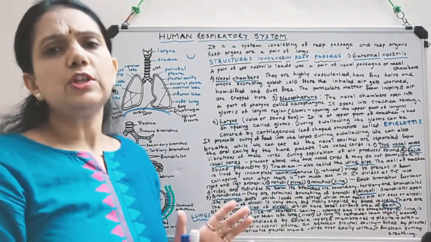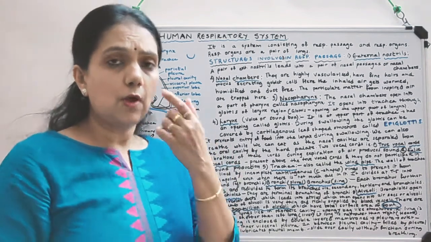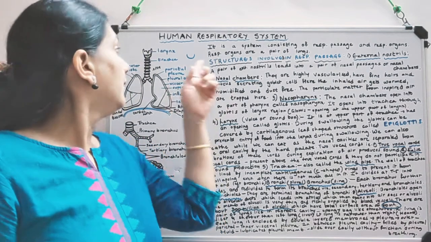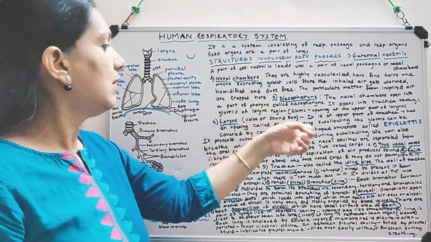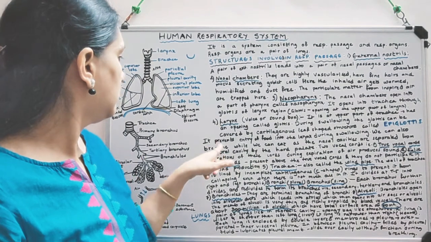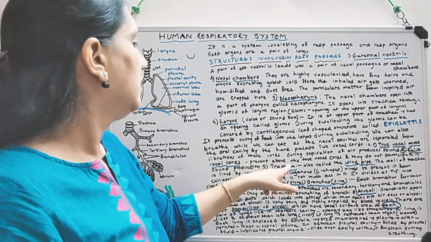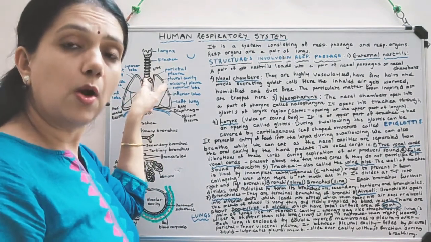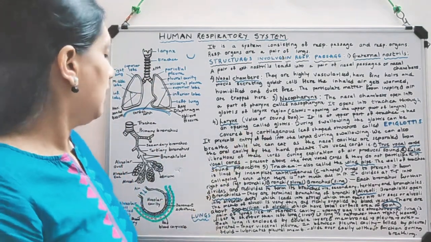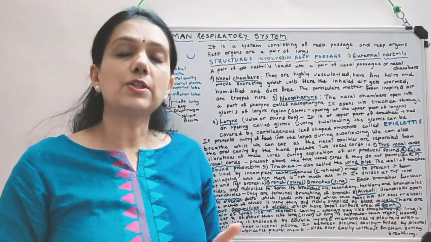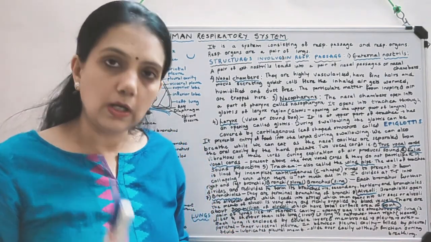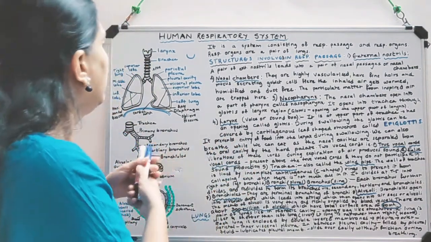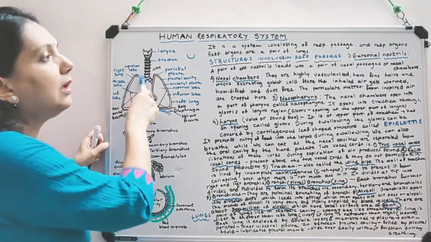Now the most important part. We started from the external nostrils, then the nasal cavities, nasopharynx, then the larynx, then the trachea, and then the division, that is the bronchi and alveolus. Now this alveolus is the structural and functional unit of lungs. So you now have to focus on the respiratory organ, that is the lungs.